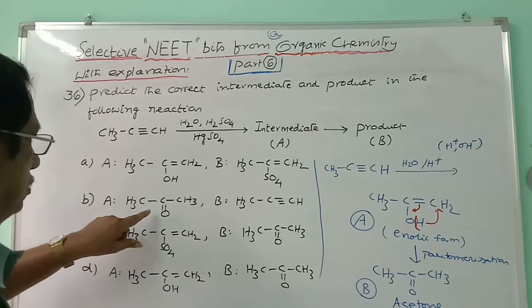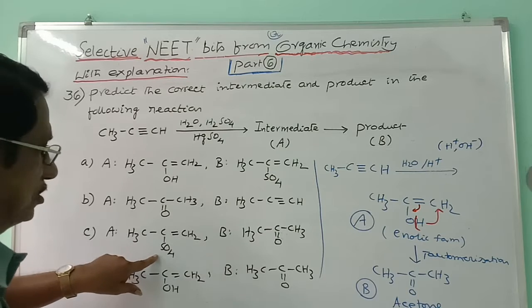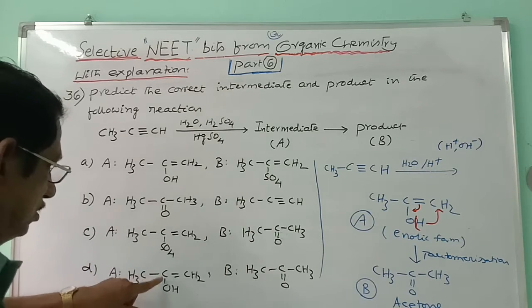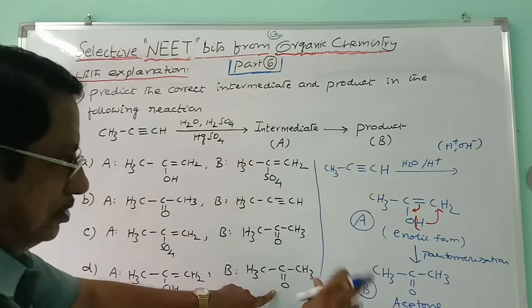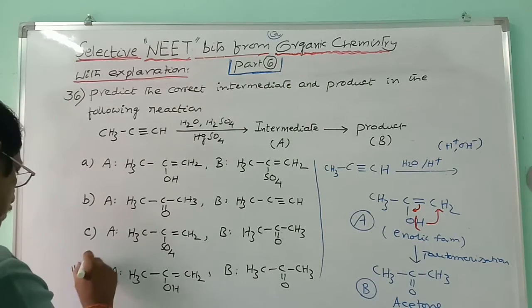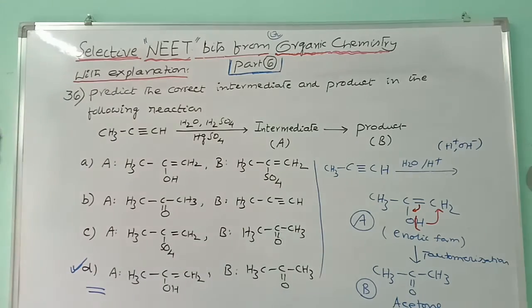In one option, A is given as acetone, that is wrong. In another, SO4 addition is given, that is wrong. And in the case of D bit, A is the CH3 enolic form, that is there, and B is acetone, that is there. So what is the correct bit here? D bit is the correct selection for this 36th bit. Okay? Right? Next bit.